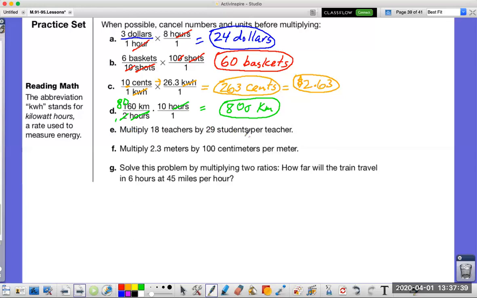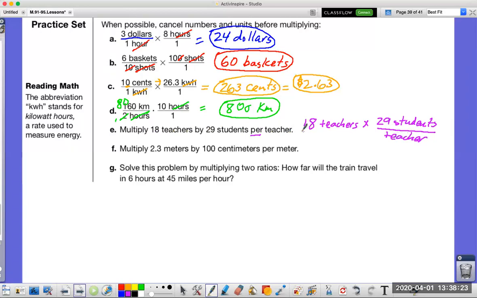Multiply 18 teachers by 29 students per teacher. Well, what does this mean? It means this. Just do it. 18 teachers. So I'm going to write that. 18 teachers. And it says by, so that means multiplied by 29 students. So I got to write that word out. And then what does this per mean? Well, that's the key to unlocking this. If you know what per means in math, it means divided by, and then teacher. That's the last word. So I just wrote it out. 18 teachers by 29 students per teacher.